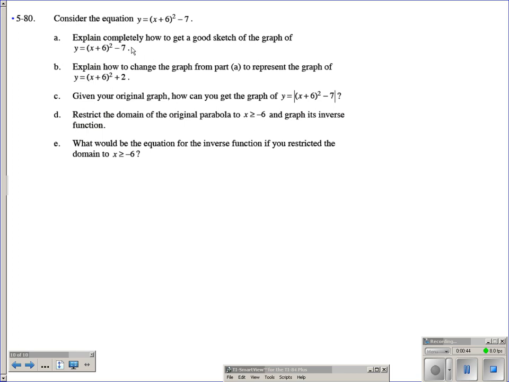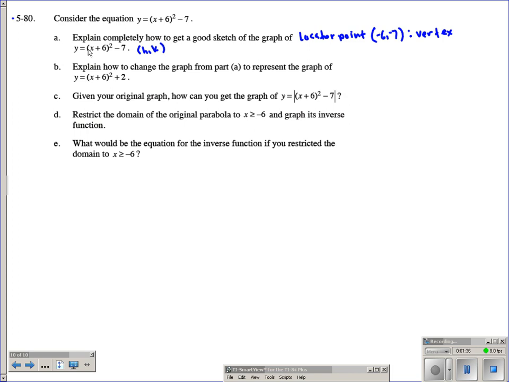Well, if I was looking to get a good sketch of the graph, I would first get my locator point. My locator point is going to be the point (h, k), remember. So our (h, k) here would be (-6, -7). That is also going to be our vertex. So we know we have a vertex at (-6, -7).